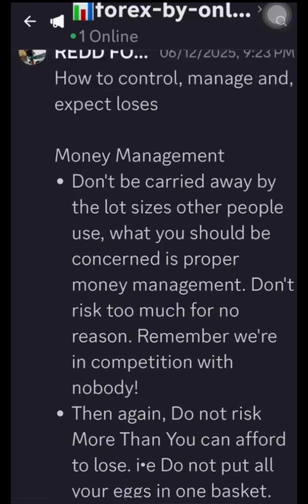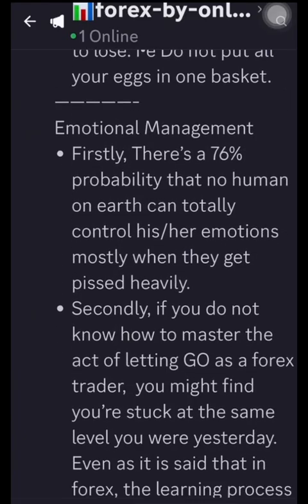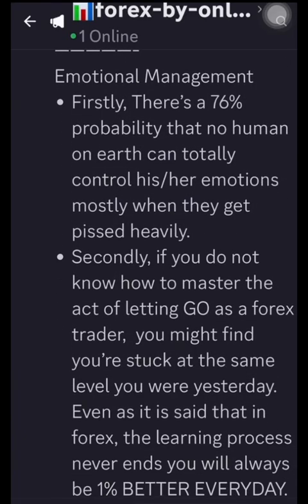Then, emotional management. Oh God, emotional management. For me personally, this emotional management is like, is it possible for someone to control his emotion? If it's possible, then it means I'm still learning this emotional management. It's very hard to control your emotion.